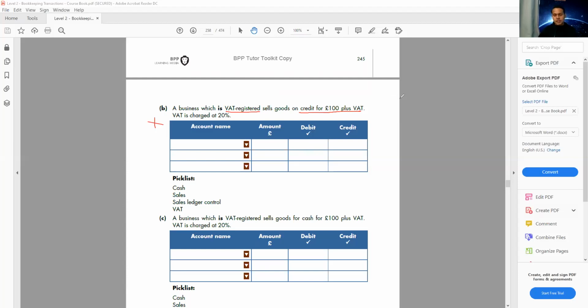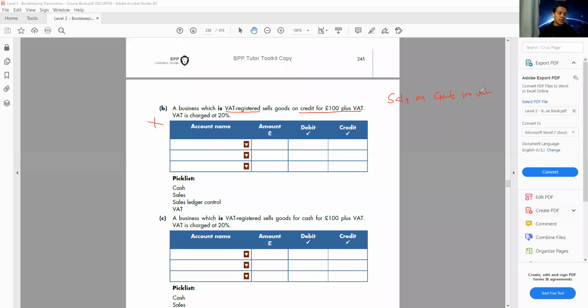So sales on credit, £100 plus VAT. What will be the journal for that? If there is VAT with the credit sale, VAT will be added, isn't it? Now, the sales ledger control is the total amount you're going to charge the customer. So you want the full amount from the customer. You're going to charge the full amount to the customer, but you will separate the VAT.